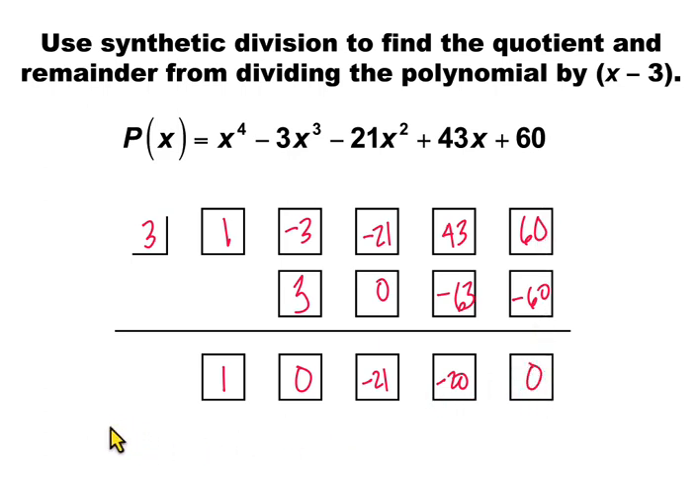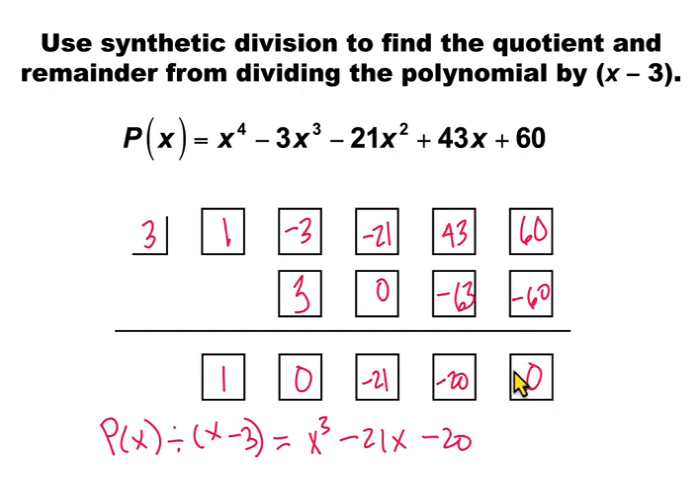So we end up with this division equation. P of x divided by x minus 3 equals, and these numbers here are the coefficients of the quotient, which is a polynomial of 1 degree less than the original polynomial. So we get x cubed, and there is no square term because this is 0, minus 21x minus 20, and the remainder is 0.